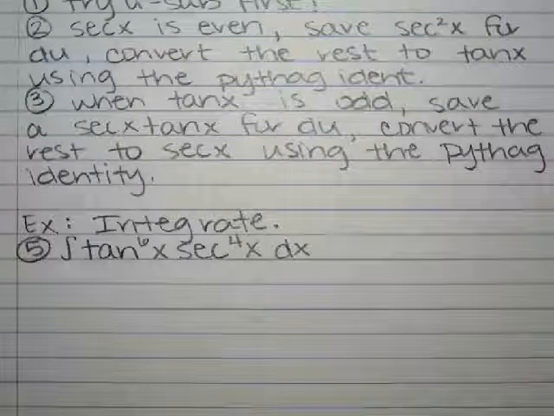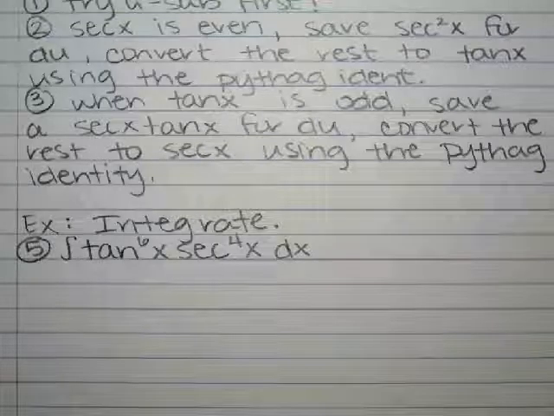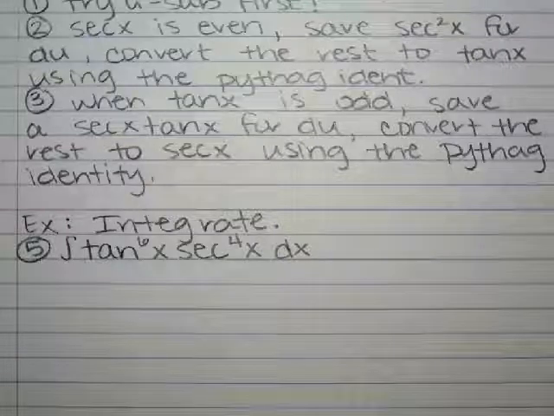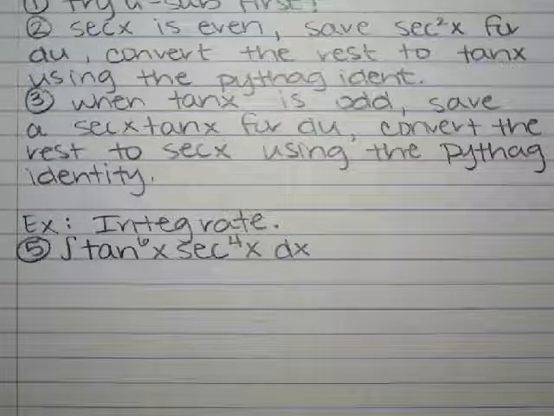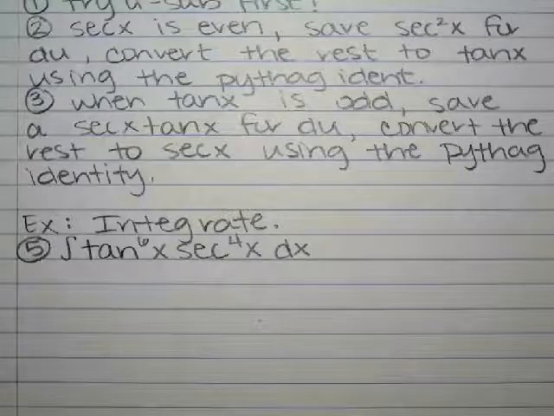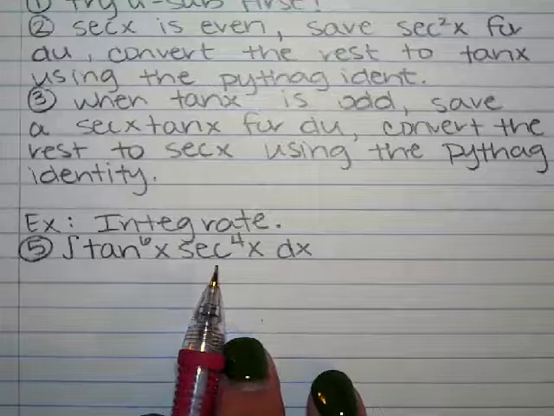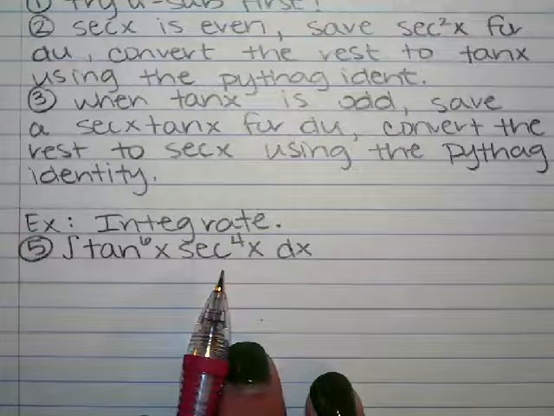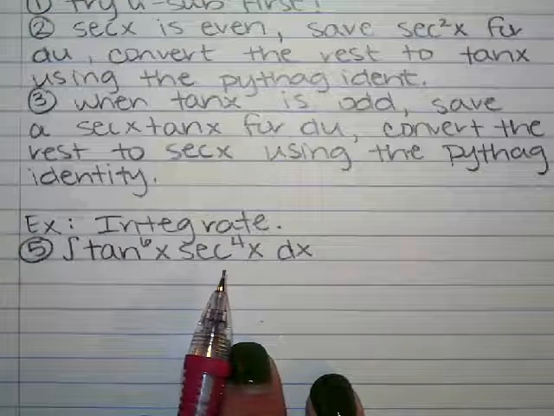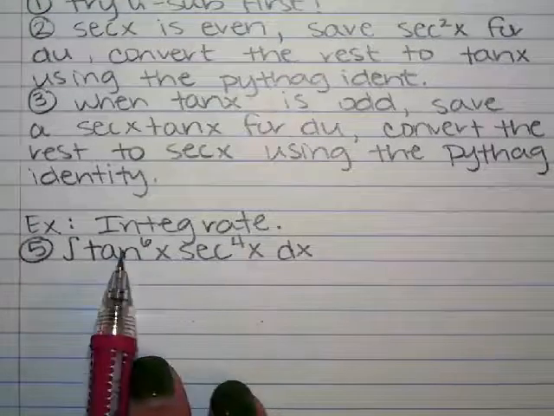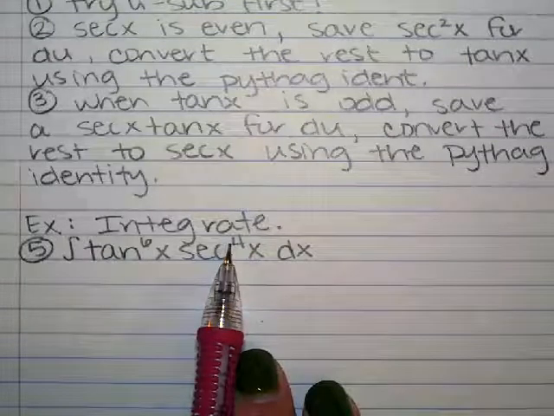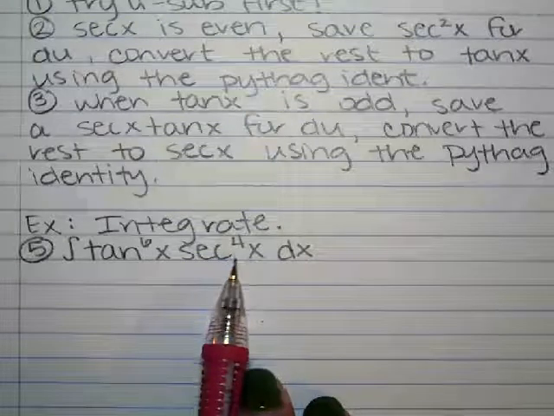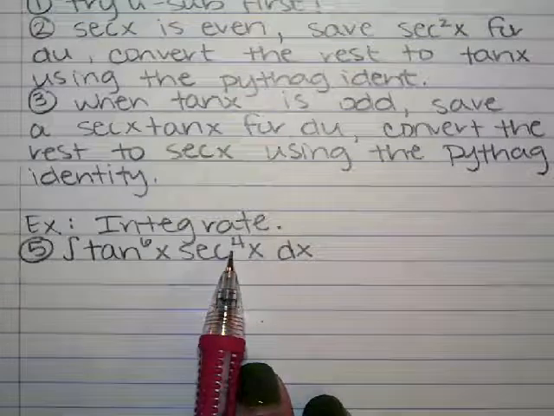So which derivative should we save? A secant tan, or should we save a secant squared? Save a secant squared. If you tried to save a secant tan, then you'd have all odds, and you couldn't use Pythagorean identities to convert stuff all into one thing. If we tried to save one of each, then we'd have a tan to the fifth, secant to the third, and we'd be stuck. We wouldn't be able to convert those. If we save a secant squared, then we can take the other secant squared and convert it into tangent. Does that make sense? How we're strategizing there?